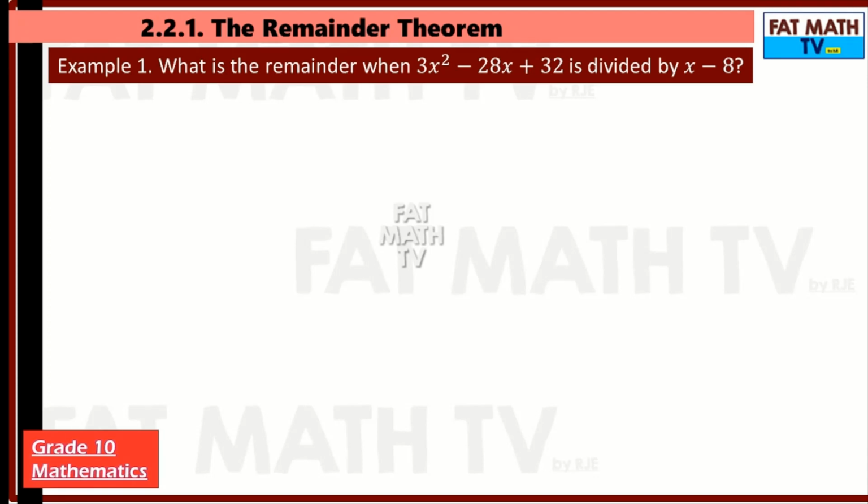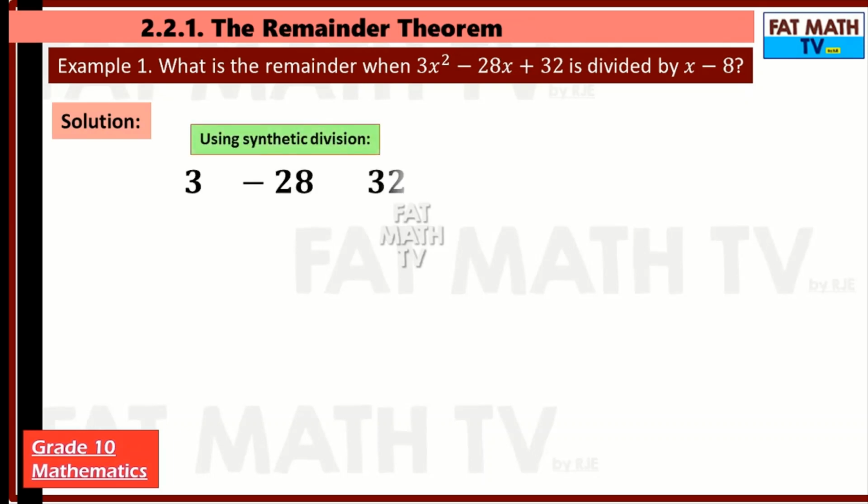For example, what is the remainder when 3x squared minus 28x plus 32 is divided by x minus 8? Okay, so you can divide this using the long division or the synthetic division, but since the question is only the remainder, you can just use the remainder theorem. If we use the synthetic division, we will use the coefficients of the variable here. So we have 3, negative 28, and 32.